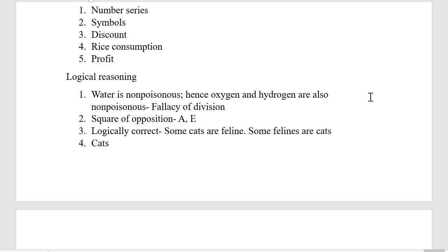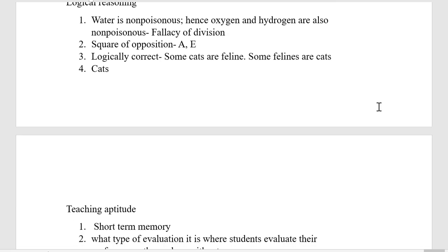The third question is to find out the logically correct statements. I think the right answer is: some cats are felines, some felines are cats. Again, there was another question similarly related to cats and felines, again just to pick the right one. The fifth question we couldn't recollect, but overall the logical reasoning side is very easy.